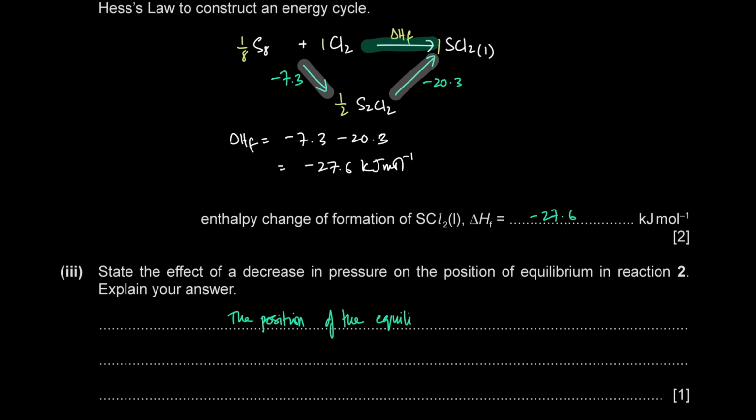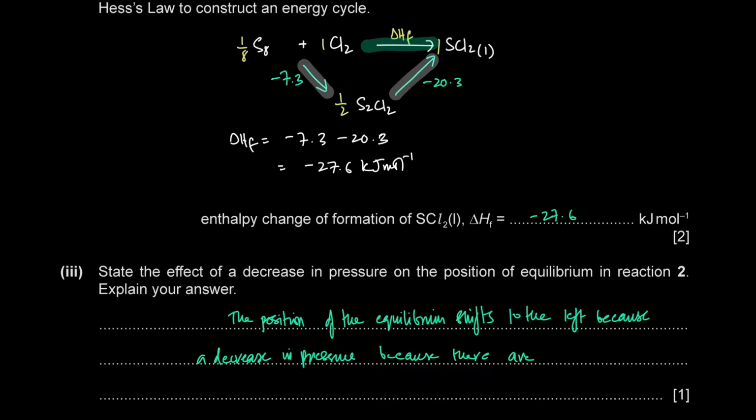The position of the equilibrium shifts to the left because a decrease in pressure favors the side with more moles of gas. So we can say because there are more moles of gas on the left hand side of the equilibrium.